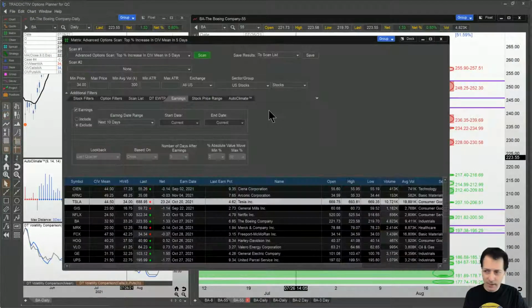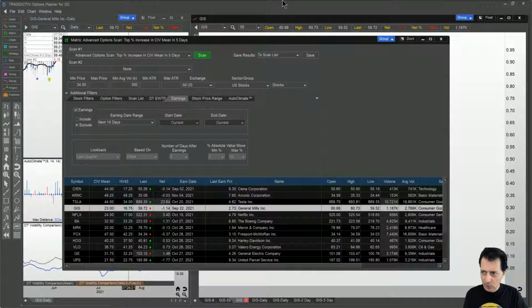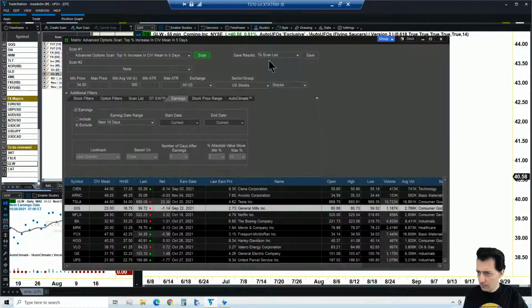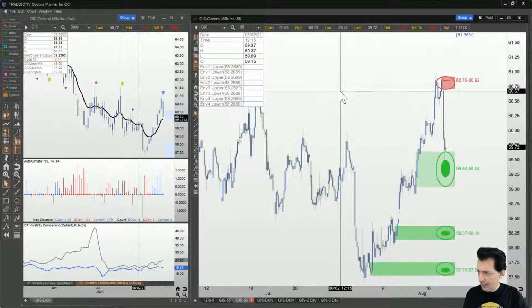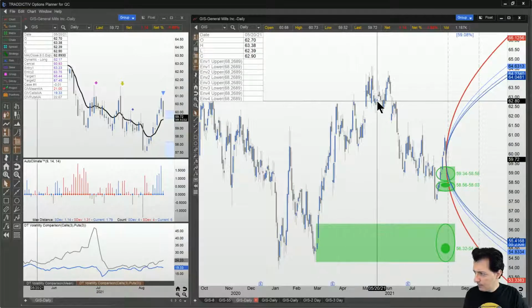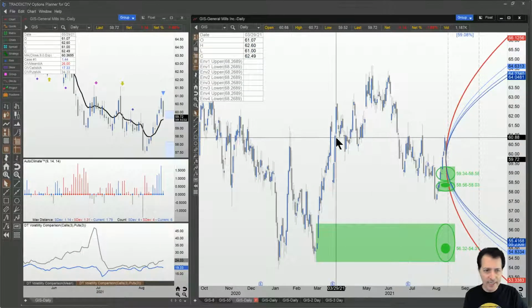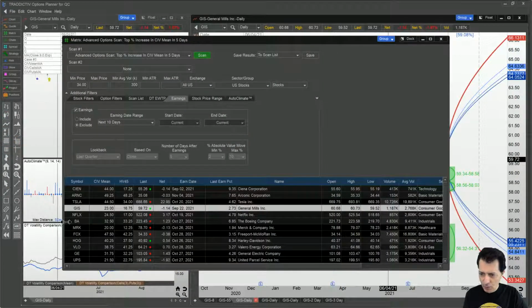And the next one in line is GIS. I should say JIS. So daily time frame. Okay, so here we have it. Oh, only monthly expiration dates, no weeklies. So I'm just going to pass. We got Netflix, we checked that before. Boeing, we saw it before.